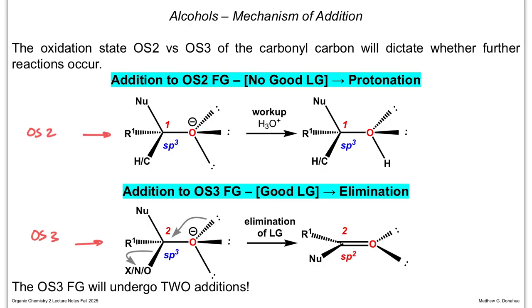So we do a nucleophilic addition, and then protonation if we start with oxidation state 2, which are aldehydes, ketones. For the other ones, addition, elimination, addition, and then protonation. Any questions?